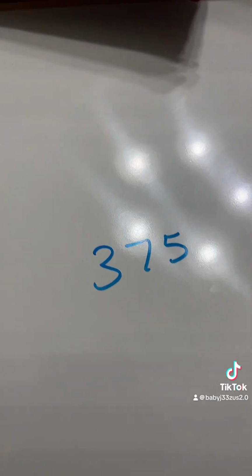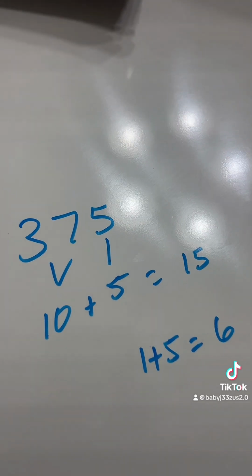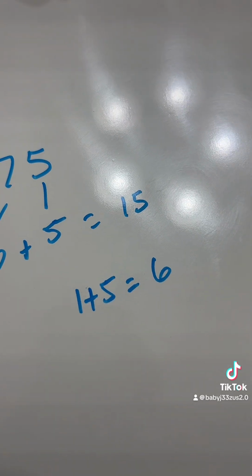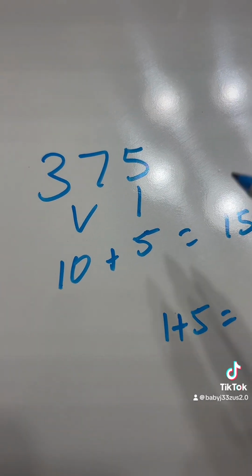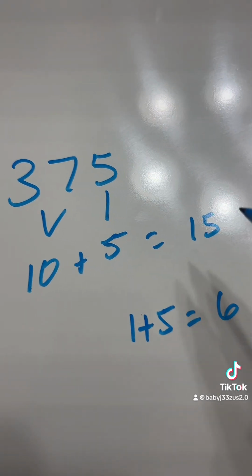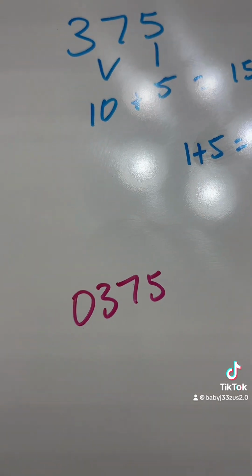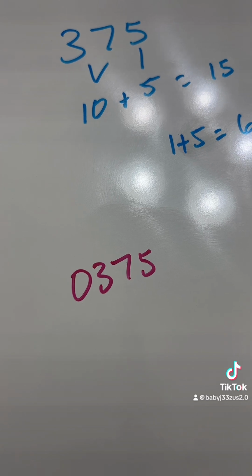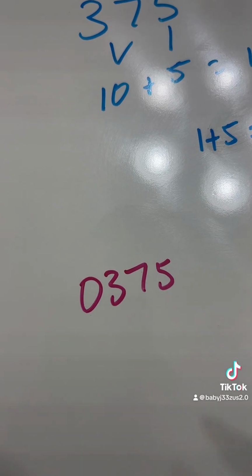Okay, so here's another example. This number is 375, right? The digital root of this number would be 6. You got 3 plus 7, which equals 10. Then you add that 5 right there, and that's 15. 1 plus 5 equals 6. All right, we're going to write 0375. And of course, that's still going to equal 6 as the digital root, because 0 doesn't change anything.